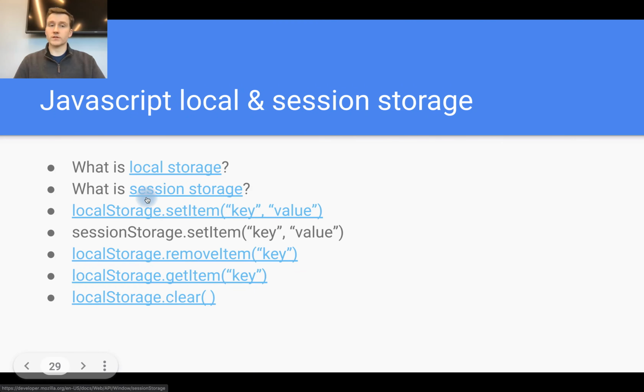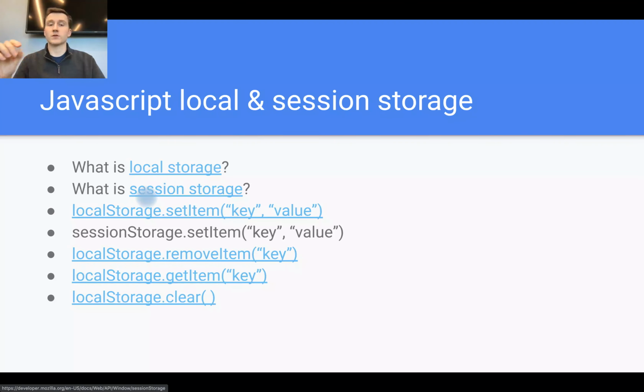Finally, we have local storage. So local storage is a way for us to store a variable in the browser. We have session storage. Session storage will allow us to store a variable in the browser even after page refresh. And then we have localStorage.setItem, which is a method that will save the key value pair for local storage, and then session storage does the same thing, except it does it for a session.